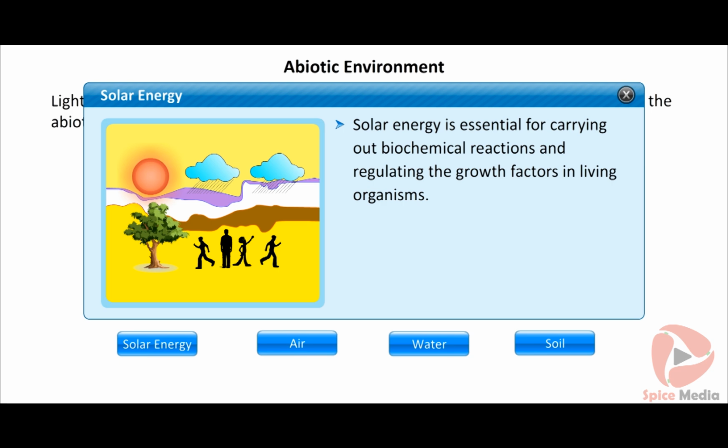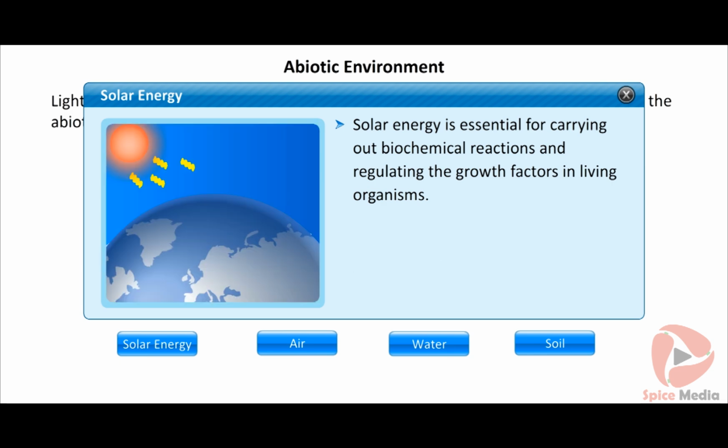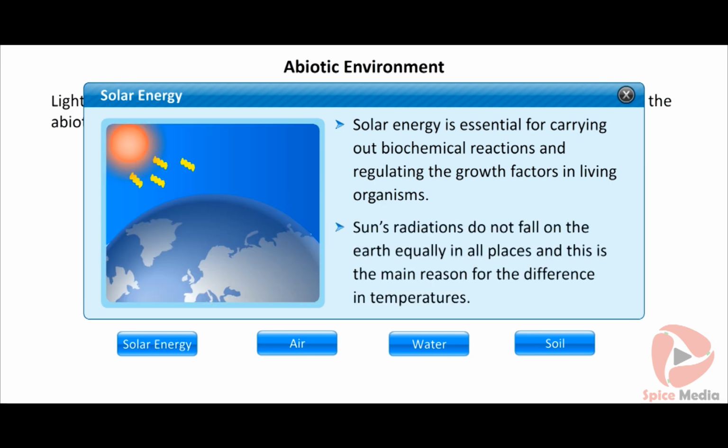Since the shape of the earth is slightly elliptical, the sun's radiations do not fall on the earth equally in all places. This is the main reason for the difference in temperatures at various places, which lead to the formation of deserts, poles, and temperate zones.